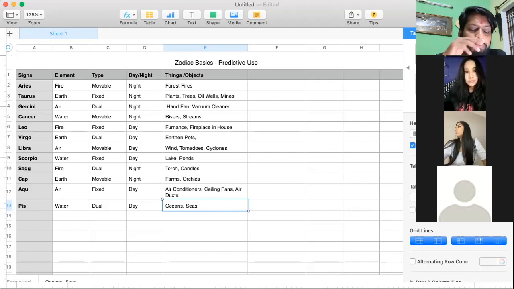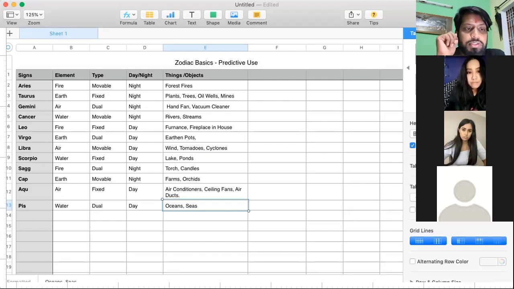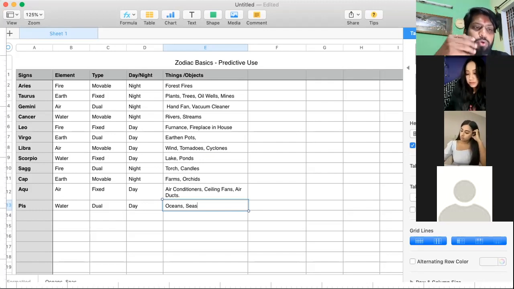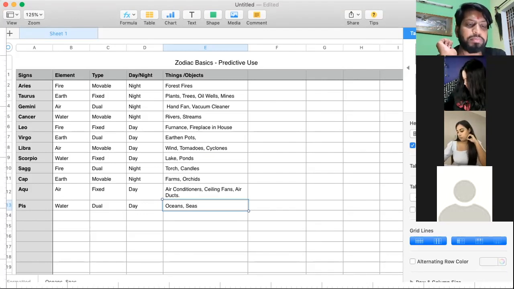Sorry, let me complete it so that you guys can note it down, and then I will tell you how I used it in predictions. You use these things when you have already made the body of your prediction and you just have to add some ornamentation or more detail. So movable sign represents long distance. Fixed sign represents the same area or the nearby area. It's not too far.